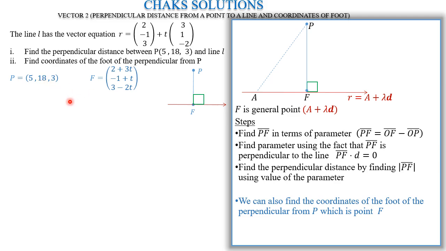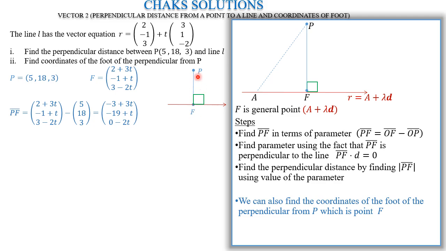Right, so now we are going to find vector PF in terms of the parameter. You can see PF is equal to this vector minus (5, 18, 3). If you subtract here, we are going to have (-3 plus 3t, -19 plus t, 0 minus 2t). You can see this vector now is the vector PF in terms of the parameter.